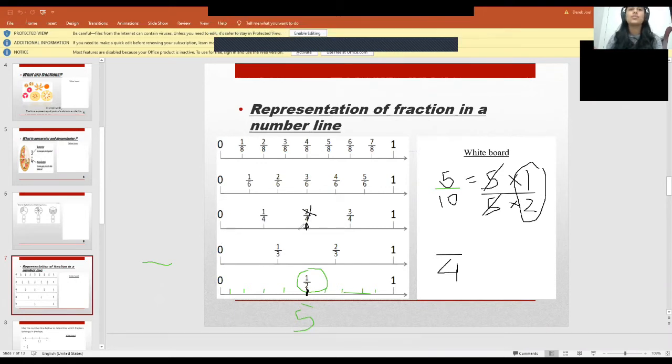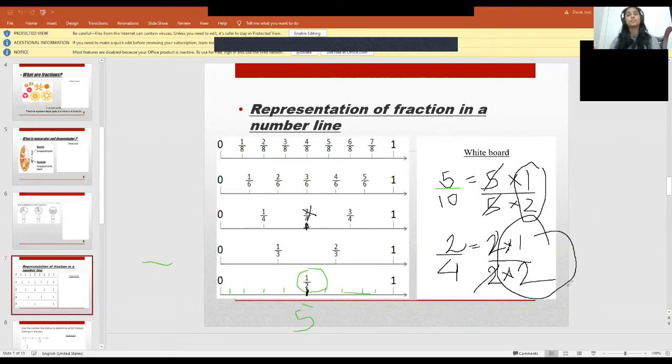So you have 1 and 2. How many equal subdivisions do you have? 2. Okay, now I can represent 2 as 2 into 1, correct? And I can represent 4 as 2 into 2. Now 2 same numbers, so I can cancel them out. What is left? 1 by 2. And 2 by 4 simplified form is 1 by 2. So hence LHS is equal to RHS. Okay.